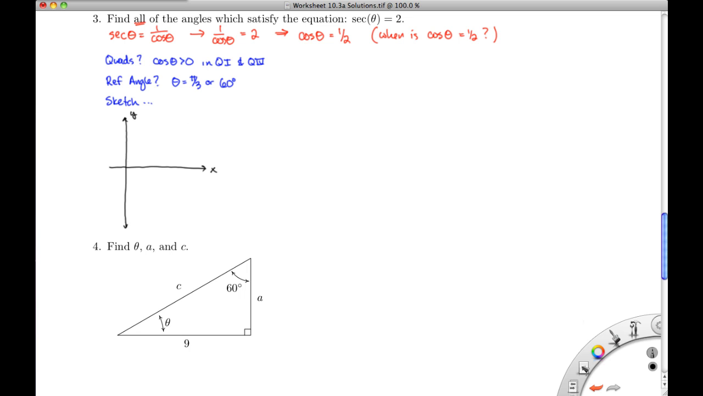So we've got our first angle right here, which would be pi over 3. And then we've got our other reference triangle. So there's one of them, and then here's the other one. And again, since it's in the fourth quadrant, I'm going to write it like this. So this is our reference angle of pi over 3.